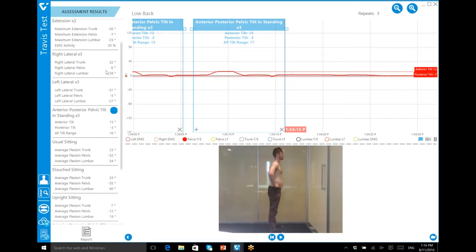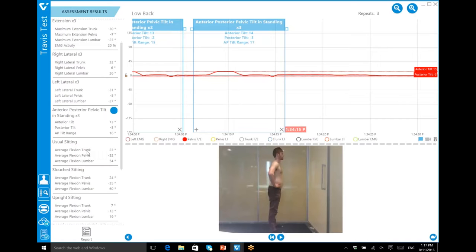With our anterior posterior pelvic tilt, you really want them to go as far as they possibly can. So reaching end range anterior tilt and end range posterior tilt. Anything else to add with the anterior posterior tilt, Tanya? Look, what we do measure is the actual range from one to the other, which is important, but it's where that range lies as well.